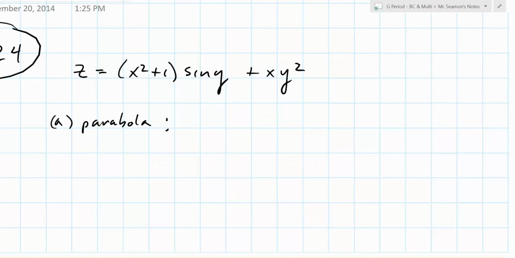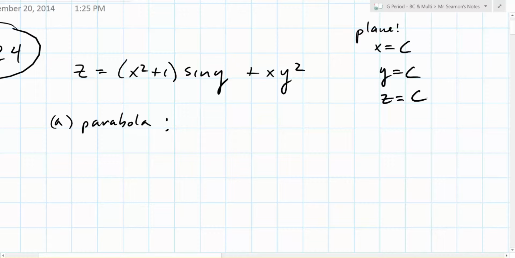So first of all, what's a plane? What are the equations for planes? By setting one variable constant, so it's like x equals some constant or y equals some constant or z equals some constant, right? Exactly. So if we wanted to find a plane that intersects this in a parabola, which piece do we want to look at?